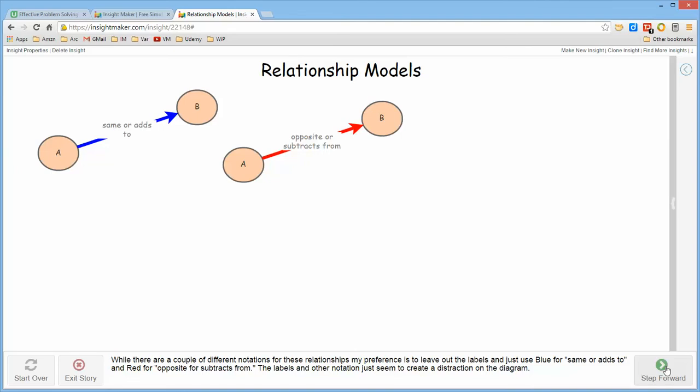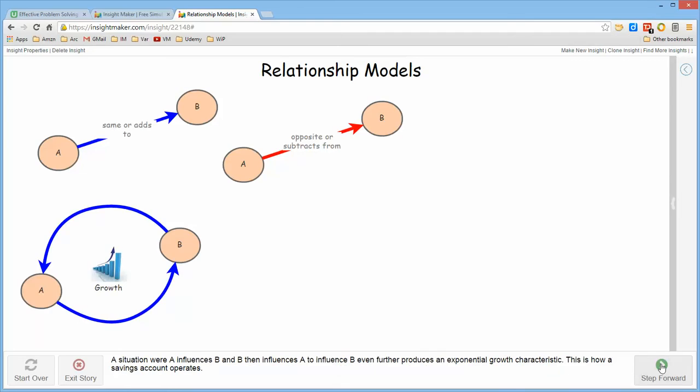There are a couple of different notations that are often used in relationship models. Personally, I find all of the notations annoying because they sort of just create noise on the diagram after a while, and my preference is to just leave out the notations and simply go with colors, so that blue means same or adds to, and red means opposite or subtracts from. Use whatever convention is convenient as long as you tell people what your convention is.